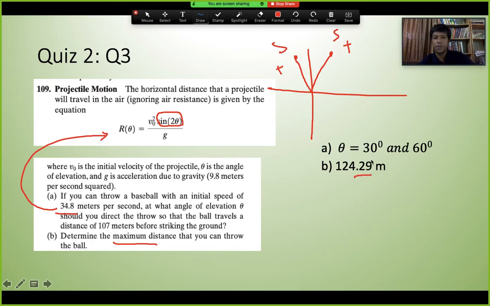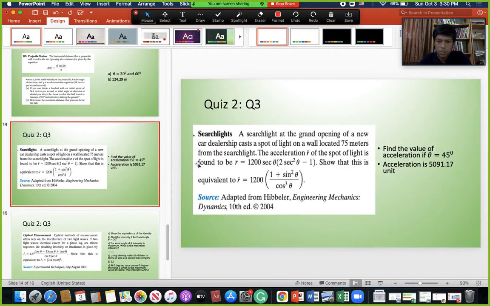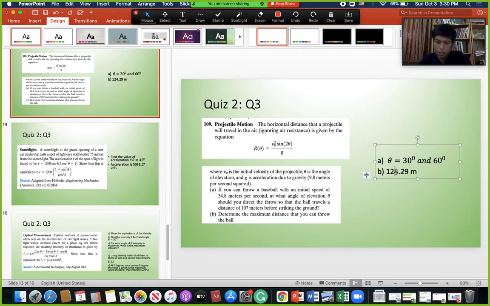Let me check this value. 34.8 whole square divided by 9.8. This is 123.57. Let me change this. The correct answer is 123.57. So there's the answer here.